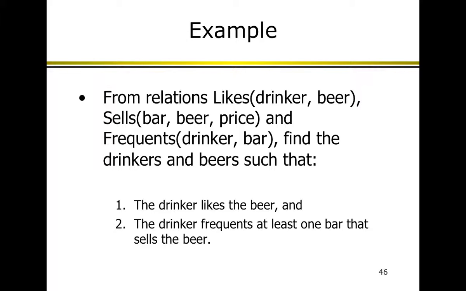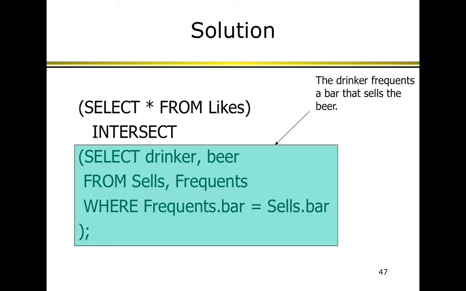From relations, we have the likes table that has drinker and beer, the sells table that has bar, beer, and price, and then frequents with drinker and bar. Find the drinkers and the beers such that the drinker likes the beer, and the drinker frequents at least one bar that sells the beer. I like the beer, and I'm going to go to one bar that sells the beer.